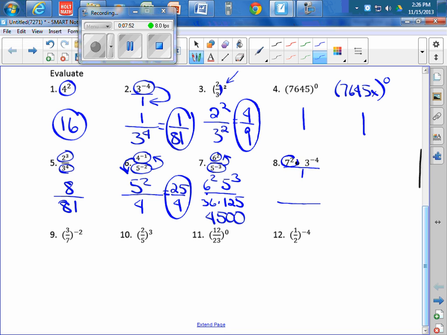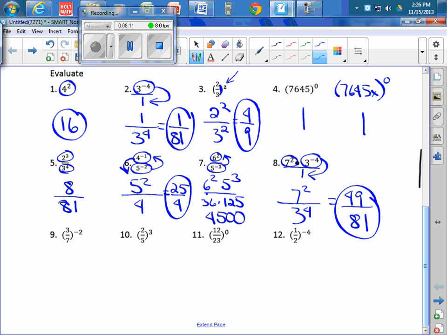7 squared, where does it go? It stays in the numerator, 7 squared, because it has a positive exponent. Now the 3 to the negative 4, that gets moved. 3 to the positive 4. What's 7 squared? 49. 3 to the 4th, 81. Final answer.